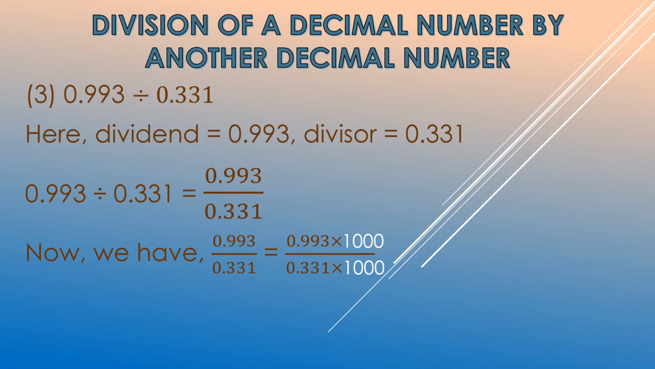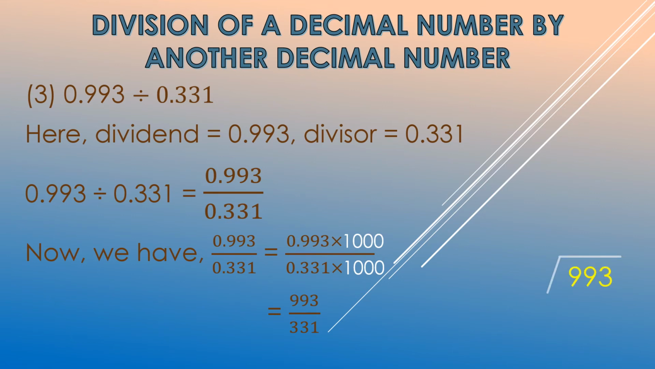Now we have 0.993 upon 0.331 is equal to 0.993 multiplied by 1000 upon 0.331 multiplied by 1000. Do the multiplication and we know that if we multiply a decimal number by 1000, decimal point shifts 3 places to the right. So we get 993 upon 331.